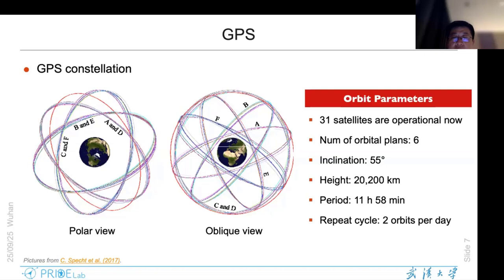It has an altitude of about 20,000 kilometers, and this is actually the common altitude among the four constellations. So you will see the four constellations have very similar altitude towards the Earth.